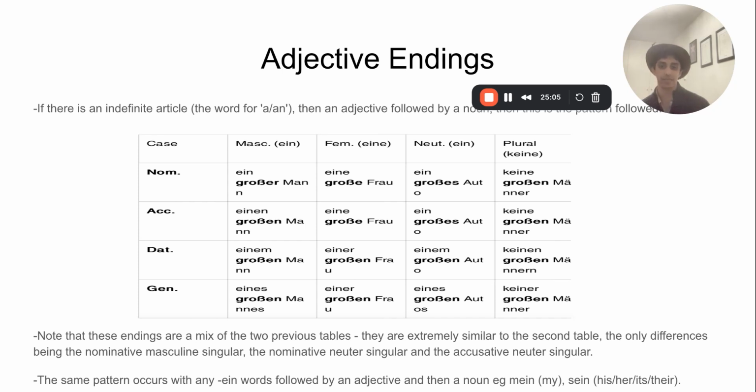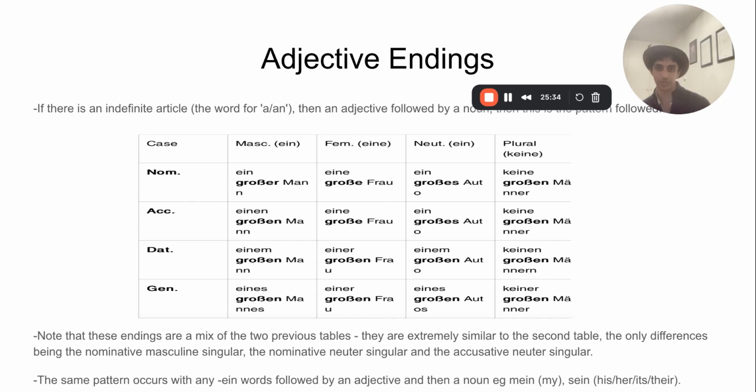This table then, and all of these endings in this third table, are used with any words ending in ein, followed by an adjective and then a noun. So most commonly, this occurs with the indefinite article, the word for a or an, ein, eine, and so on in German. But it can also occur, for example, with possessive adjectives like mein, meaning my, or sein, meaning his or her or its or their, dein, meaning your, and so on. They will all take exactly the same pattern as this.